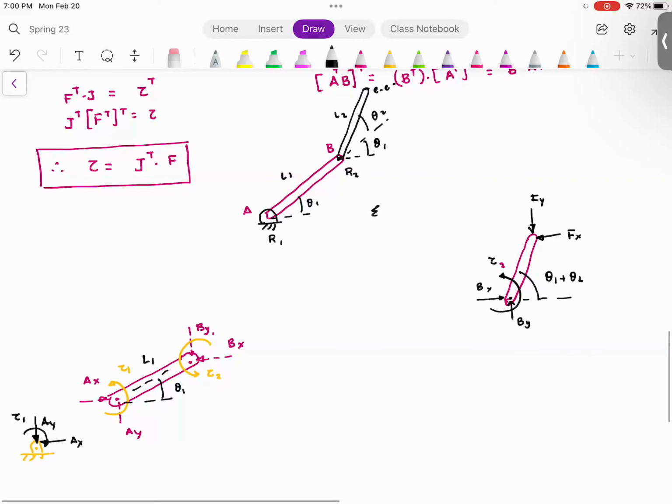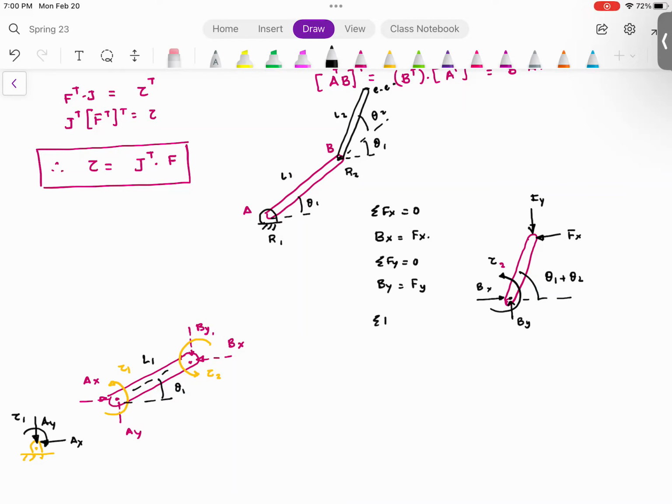Everyone understood this? Now what I'm going to do is apply summation of forces in x direction is equal to zero. When I do summation of forces in x direction is equal to zero, I get Vx is equal to Fx. Summation of forces in y direction is equal to zero, I get Vy is equal to Fy. Are you with me so far? Because Vx is going towards right, Fx is going towards left, Vy going up, Fy going down.